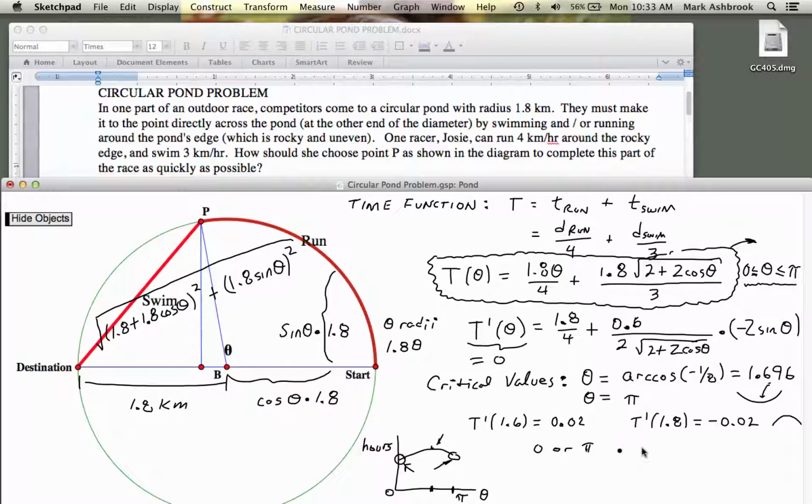So let's figure it out. We can go back to our original function that gives us the time, and we can put in 0, put in 1.696, that was our critical value, and put in pi, and calculate these. It turns out that if we plug 0 into this, we get 1.2 hours.